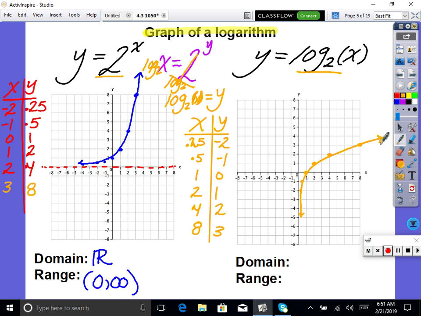So can anyone decide, maybe if there was an asymptote on this one, wouldn't it make sense that the inverse would also have an asymptote? Good, yeah, now it's a vertical asymptote at 0 here. All right, so what would our domain be? 0 to infinity.